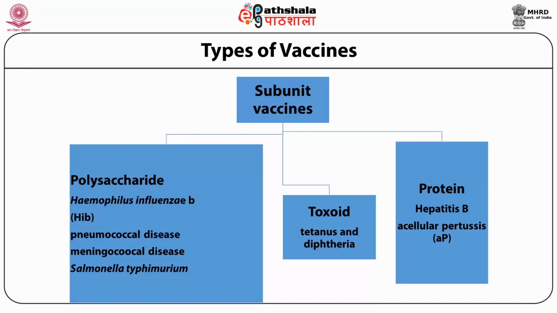Coming to polysaccharide subunit vaccines, some bacteria, while infecting human cells, are protected by a polysaccharide capsule which helps the organism to evade the human defense system. So these vaccines create immune response against these polysaccharide molecules in the bacterial capsule. These include Haemophilus influenzae B vaccine, pneumococcal disease, meningococcal disease, and then Salmonella typhi is also a polysaccharide based subunit vaccine.